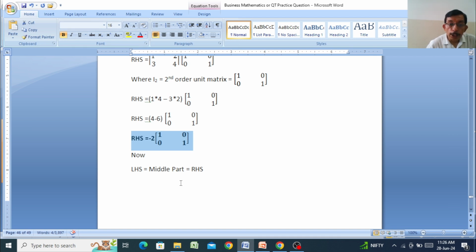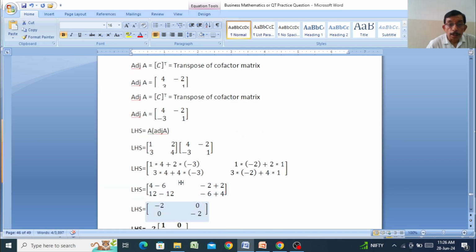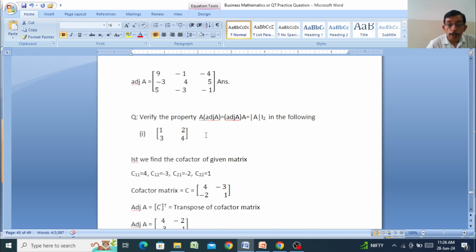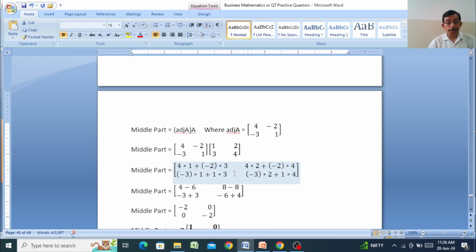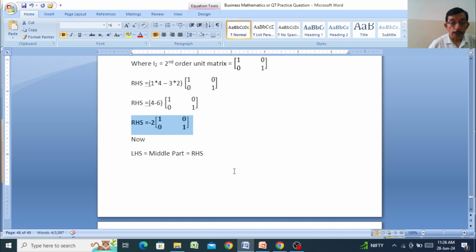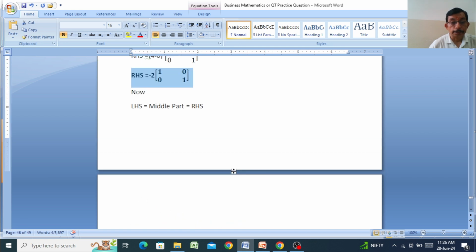Then the property A adjoint A equal to adjoint A multiplied by A is equal to the determinant of matrix A multiplied by the identity matrix is verified. Is it clear, everyone? The property is verified here.